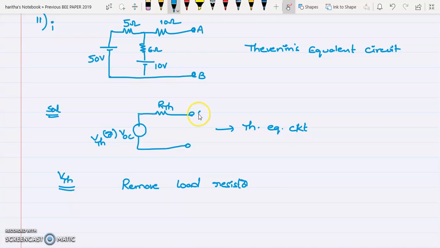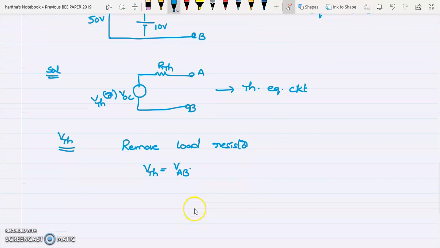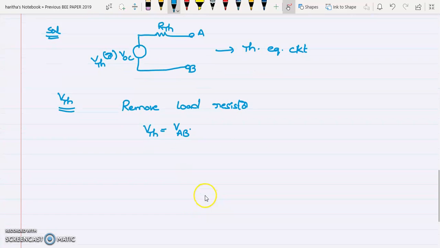But in this case, there is no load resistor. So then where will you find out the open circuit voltage? Across the A and B terminals. So here V Thevenin is equal to the voltage across the terminals A and B. So we are assuming that a load resistor is connected between those terminals. So you have to find out the voltage across those two terminals. And this is an open path, right? There will not be any current flowing through this 10 ohm resistor. That indicates this branch is a redundant branch. You can remove it. So just remove that branch and redraw the circuit.